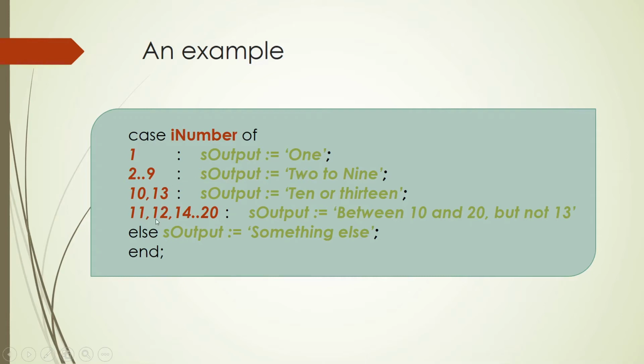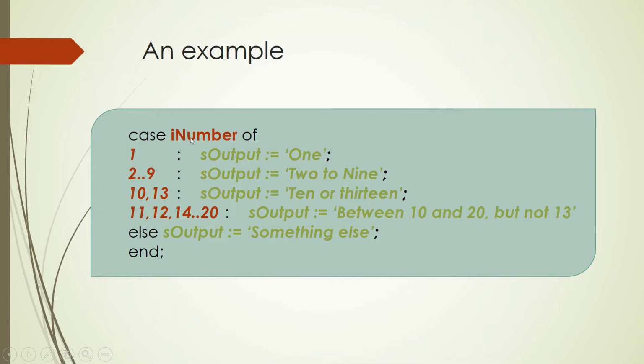The last way of doing it is a combination between comma-separated values and values in a sub-range. So in this particular example, I am checking if iNumber is either 11 or 12, or it could be in a range between 14 and 20, both inclusive. If iNumber matches this case, it then goes and displays between 10 and 20, but not the number 13.